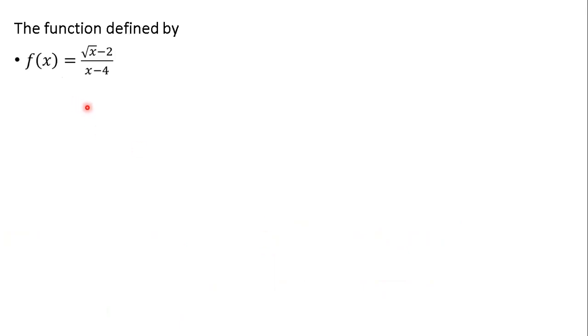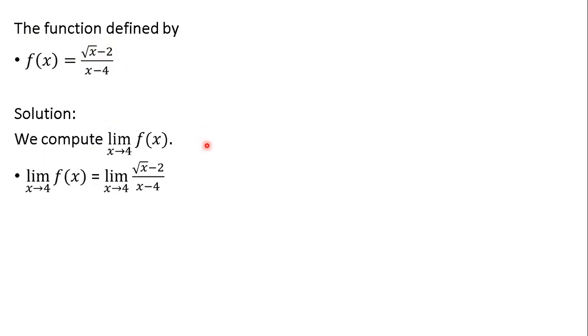Let's have the function defined by f of x is equal to the square root of x minus 2 all over x minus 4. For the solution, we compute the limit of f of x as x approaches 4. If you say maybe the value 4 will make our function undefined, you should not conclude that way. As you can see, this one is a rational function, and at the same time we have a radical symbol, and therefore we can also say this is a radical function.